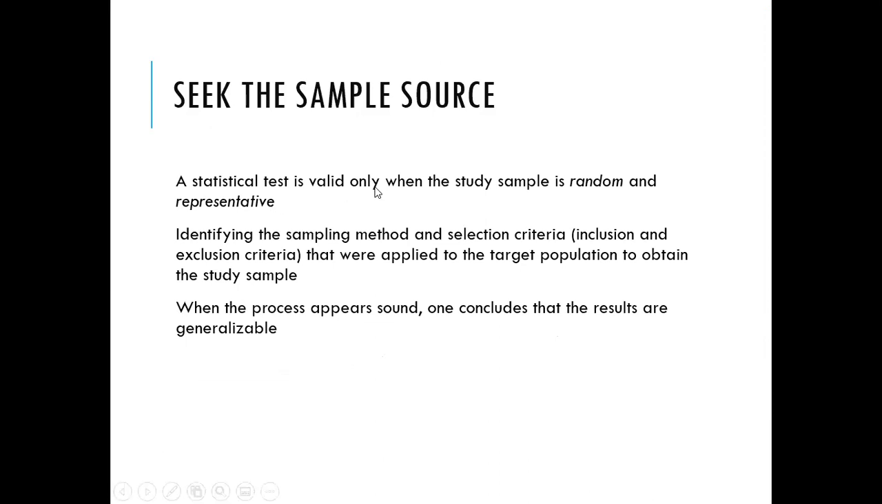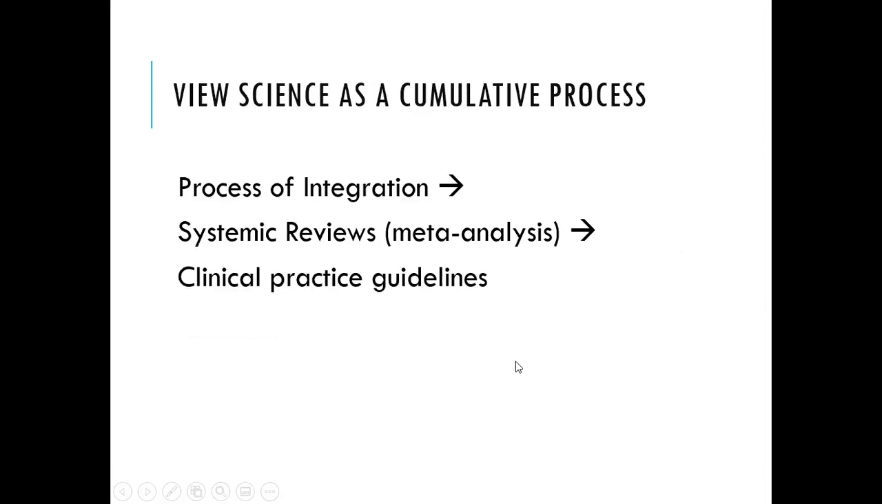A statistical test is valid only when the study sample is random and representative. We have to identify the sampling method and selection criteria that were applied to the target population to study the sample size. When the process appears sound, one concludes the results are generalizable.